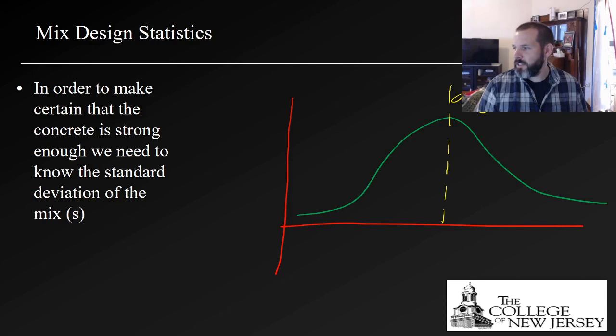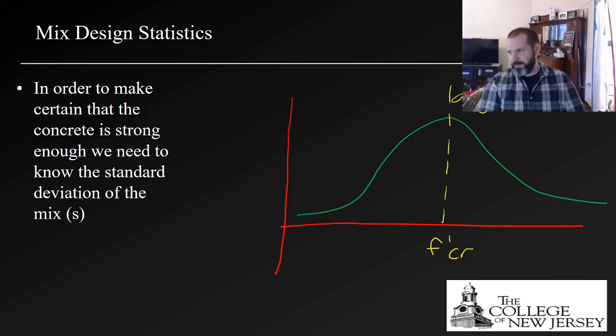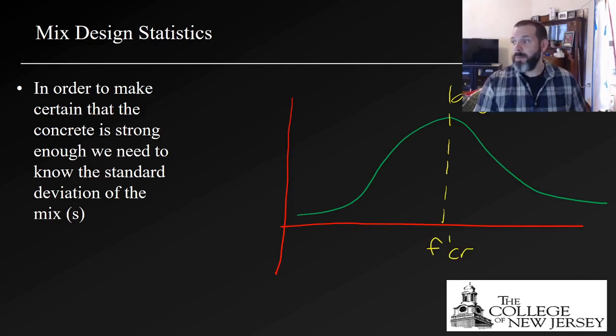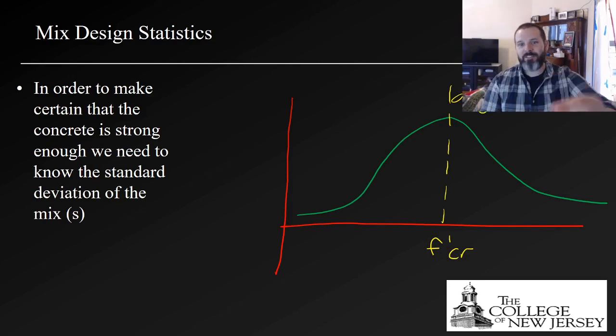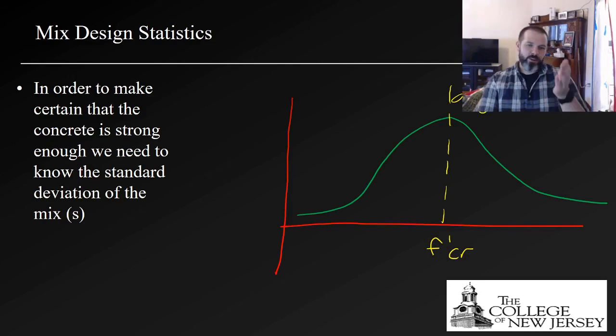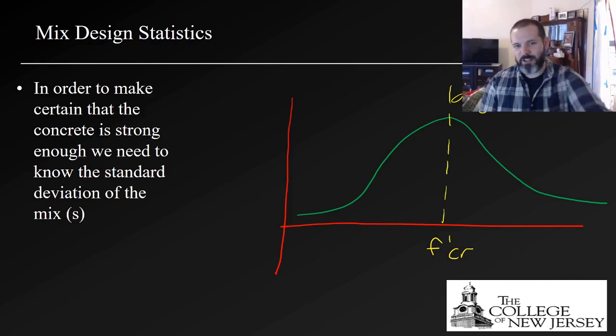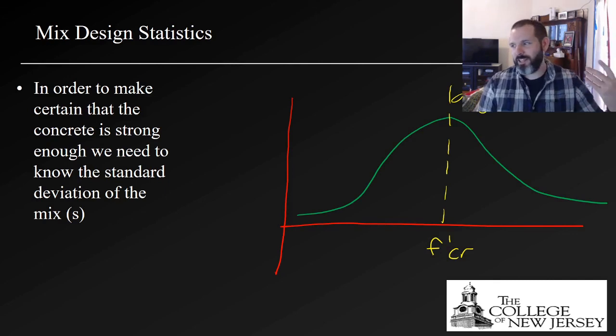This gives us the property f'cr, which is the critical strength. Now, if we used f'cr as our design value for the strength, we wouldn't be very good designers. Because since this is the average of a normal distribution, if we use this as the design strength, there'd be a 50% chance that our strength is greater, and there's also a 50% chance that our strength is less.